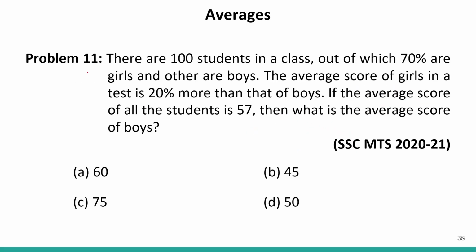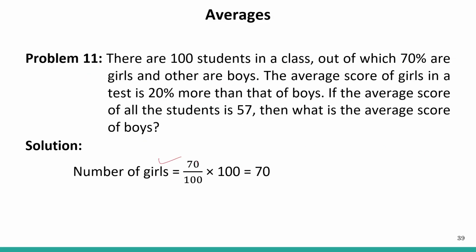So let's go forward with problem number 11. There are 100 students in a class, out of which 70 are girls and the others are boys. The average score of girls is 20% more than that of boys. If the average score of the students is 57, then what is the average score of boys? Is it 60, 45, 75 or 50? Let's explore and see which among these 4 is actually the correct one. This question has appeared in the SSC MTS 2020-21 paper.